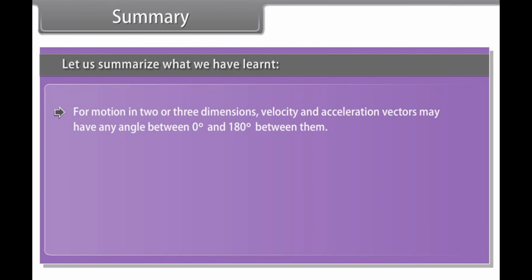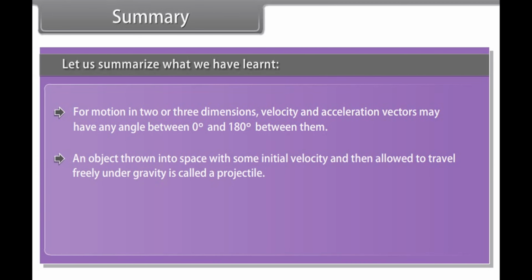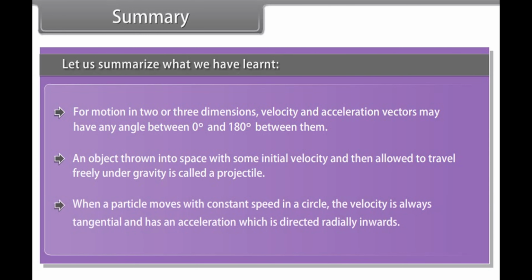For motion in 2 or 3 dimensions, velocity and acceleration vectors may have angle between 0 degree and 180 degree between them. An object thrown into space with some initial velocity and then allowed to travel freely under gravity is called a projectile. When a particle moves with constant speed in a circle, the velocity is always tangential and has an acceleration which is directed radially inwards.